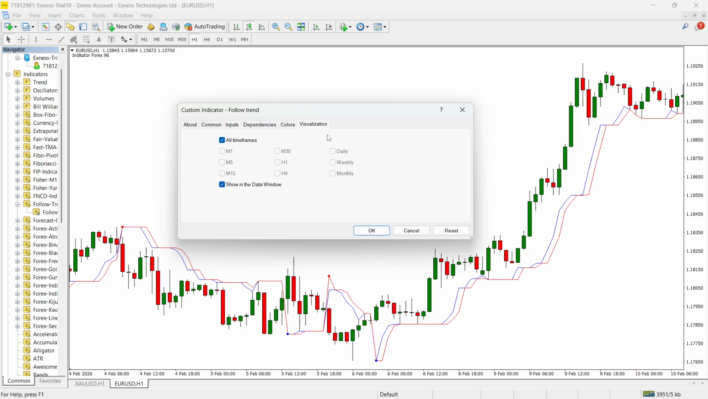Timeframe flexibility is also another perk. The follow trend logic works across multiple timeframes of both MT4 and MT5, allowing you to apply the same visual approach from intraday charts up to higher timeframe analysis.